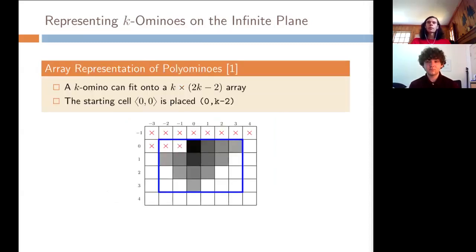We can generalize this observation by fitting every k-omino into a k by 2k minus 2 array. With this representation, the starting cell is placed in row 0 in column k minus 2. Below is included a superposition of all 4-ominoes, and as expected, all fit into this array.